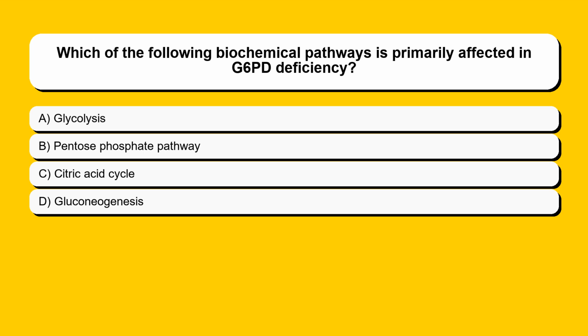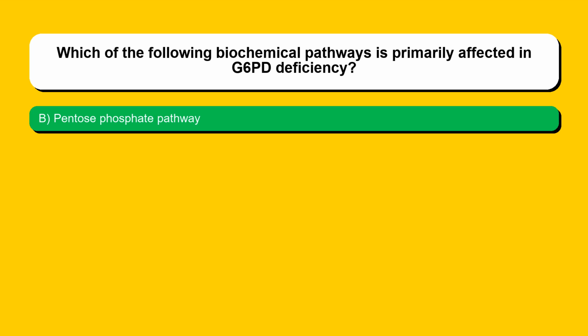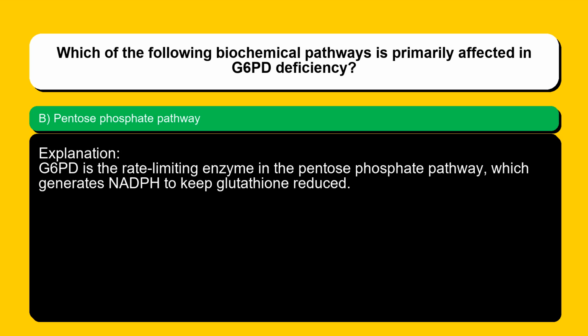Question 3. Which of the following biochemical pathways is primarily affected in G6PD deficiency? Option A, glycolysis. Option B, pentose phosphate pathway. Option C, citric acid cycle. Option D, gluconeogenesis. The correct answer is option B, pentose phosphate pathway. G6PD is the rate-limiting enzyme in the pentose phosphate pathway, which generates NADPH to keep glutathione reduced.